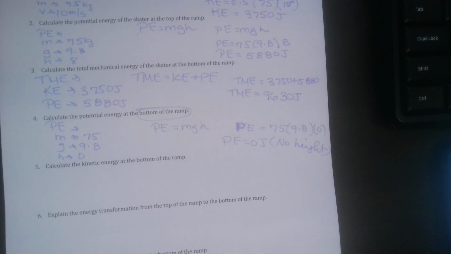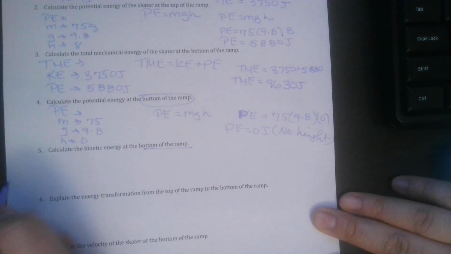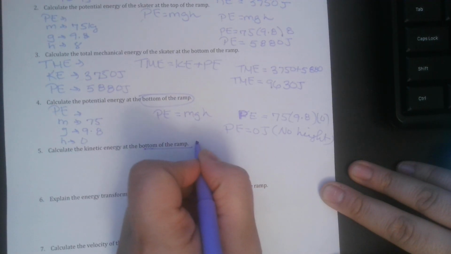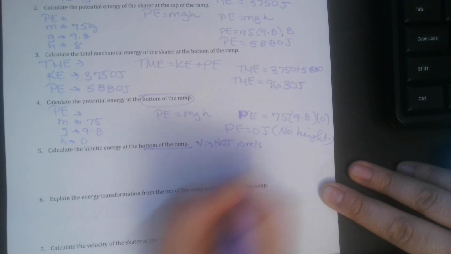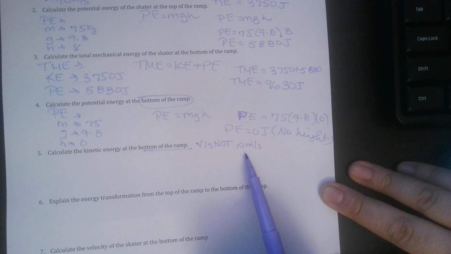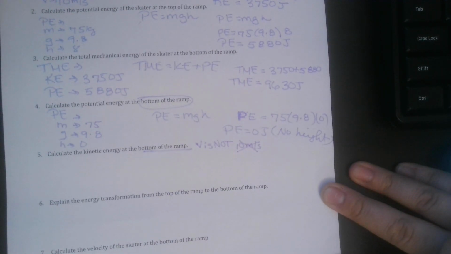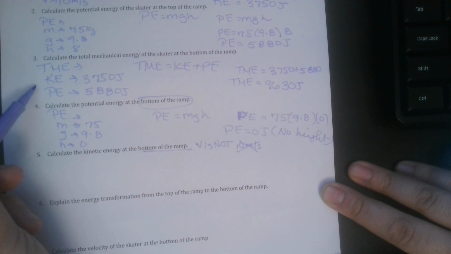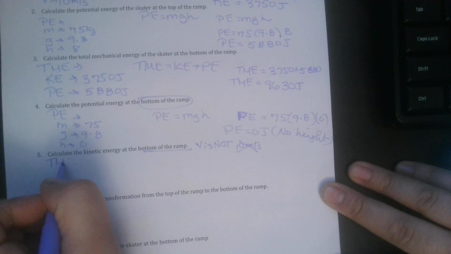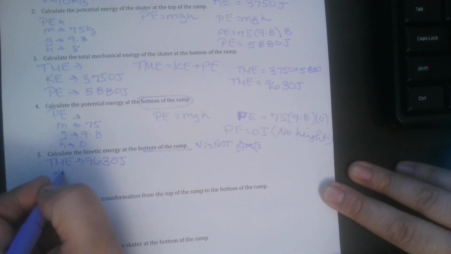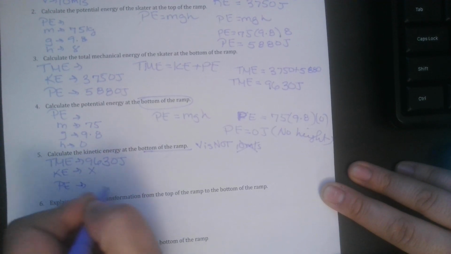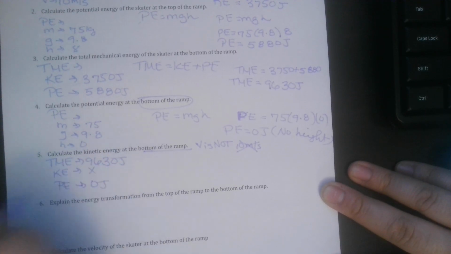Calculating the kinetic energy at the bottom, do not use 10. The velocity is not 10 meters per second. That is at the top, not at the bottom. So you cannot use this number. Then you have to look and see what other equation has KE in it and I can use. And then remember that the total mechanical energy is going to be the same at the top of the ramp and at the bottom of the ramp. That's why I can find my kinetic energy, sorry. I was writing potential here.